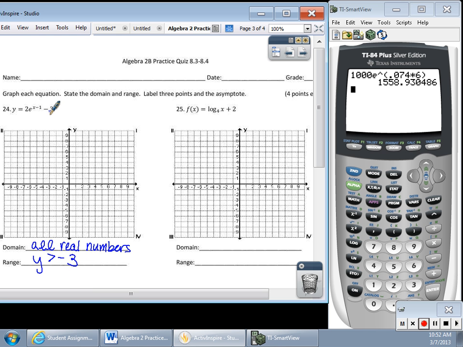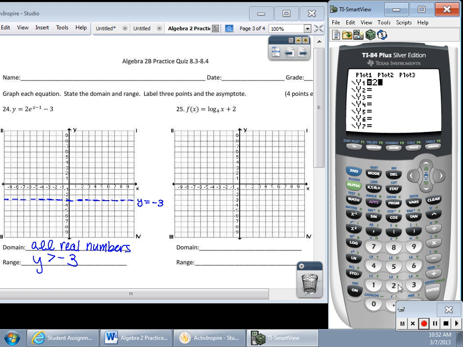Again, since it's shifting down 3 units, the asymptote, which is usually a horizontal line here, is also going to shift down 3 units. 1, 2, 3, and we draw that right there. Now it says to label, and so we are going to have to label this, the horizontal line, y equals -3. Then I'm just going to type this function here into my calculator. We're going to go 2e to the x minus 1, close the parentheses, and then subtract 3.